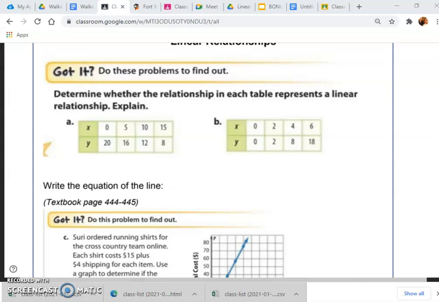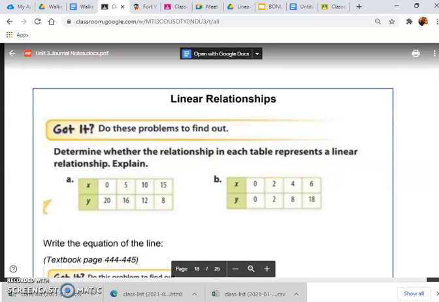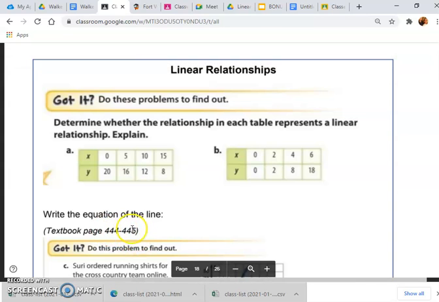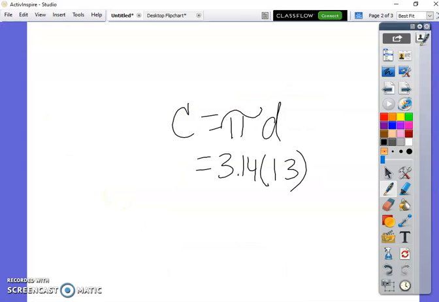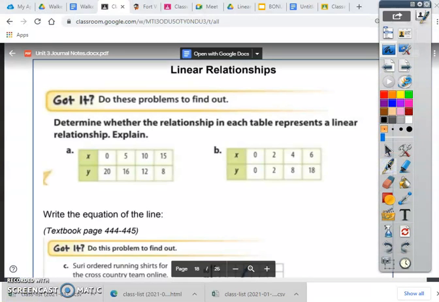Guys, we are going to work in our notes with linear relationships. So this should be somewhere around page 444, 443, 442. It says right here it was 444. So look to see if you can find this in your book if you do not have a copy of the notes. Okay?